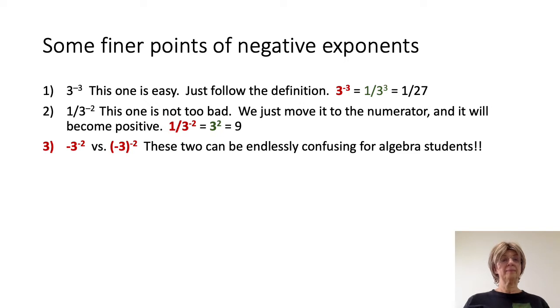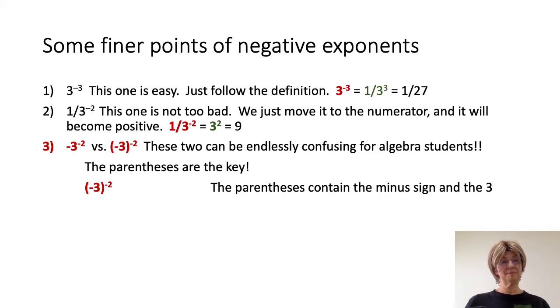Number 3, minus 3 to the minus 2 versus minus 3 in parentheses to the minus 2. These two can be endlessly confusing for algebra students. The parentheses are the key. So let's deal with that first. You have minus 3 in parentheses raised to the minus 2 power. The parentheses contain the minus sign and the 3, so they go together down to the denominator like that. 1 divided by minus 3 in parentheses, and now the power is positive squared, which is just going to be 1/9.